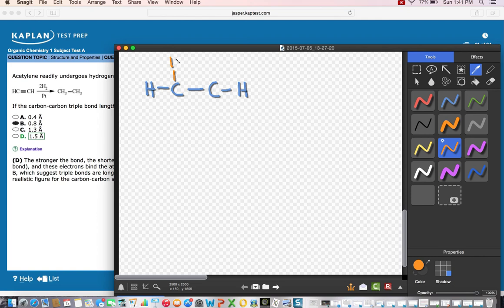And so the first equivalent of H2, 1 H2 adds to each carbon, and then a second equivalent of H2 will also add to each carbon. Remember, this is syn addition. Remember that a carbon-carbon single bond is longer than, but weaker than, a carbon-carbon double bond, which is longer than, but weaker than, a carbon-carbon triple bond.